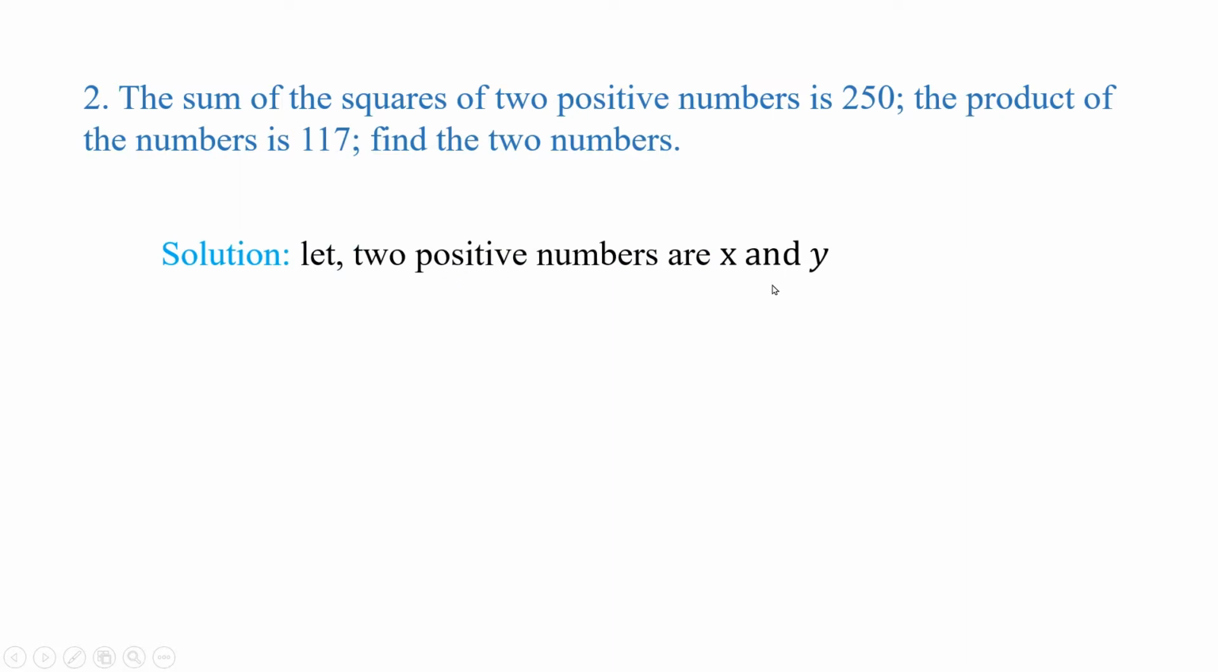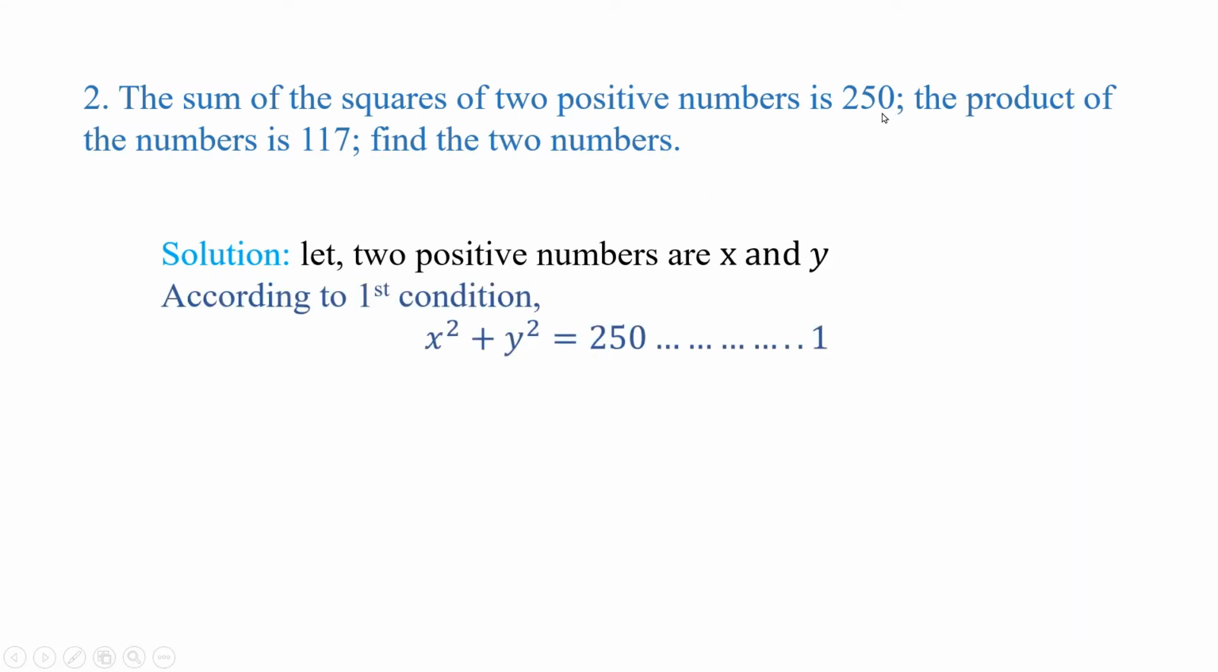Let the two positive numbers be x and y. Therefore, according to the first condition, you can write x square plus y square is equal to 250. And according to the second condition, you can write xy is equal to 117. This math is similar to the previous one, so do it yourself.